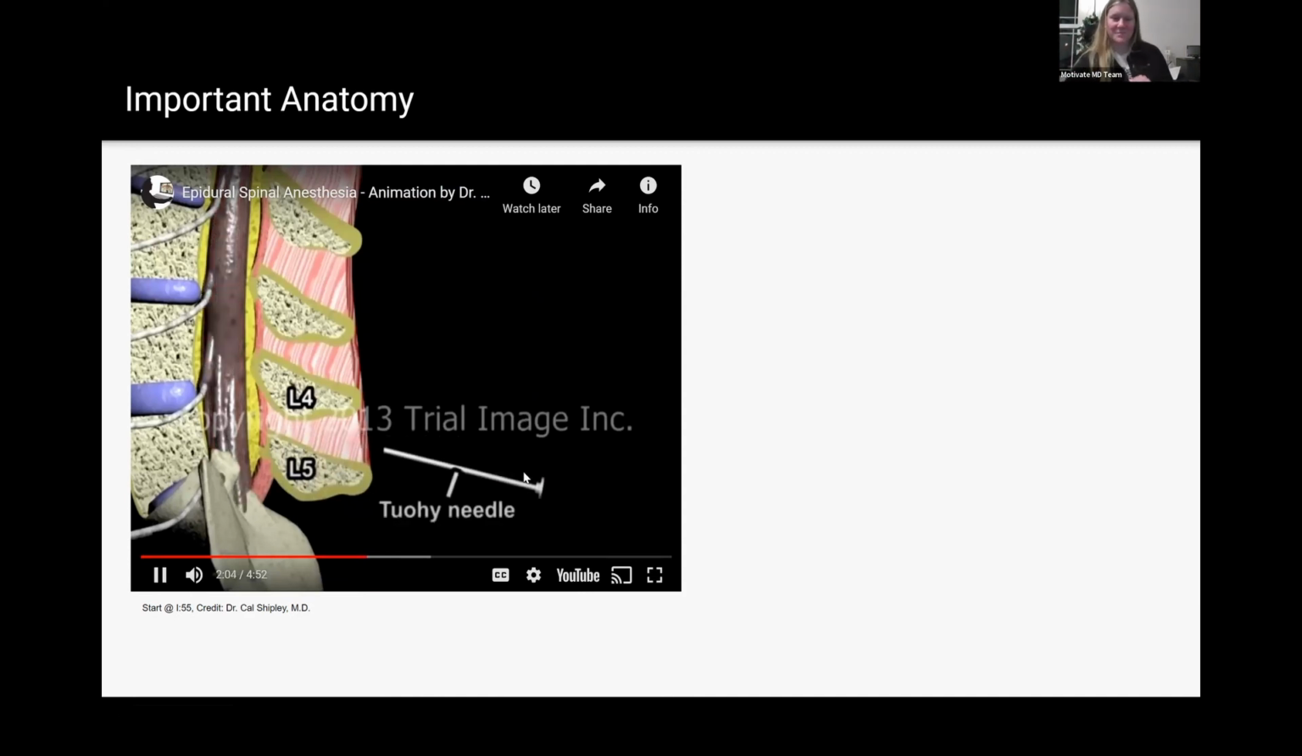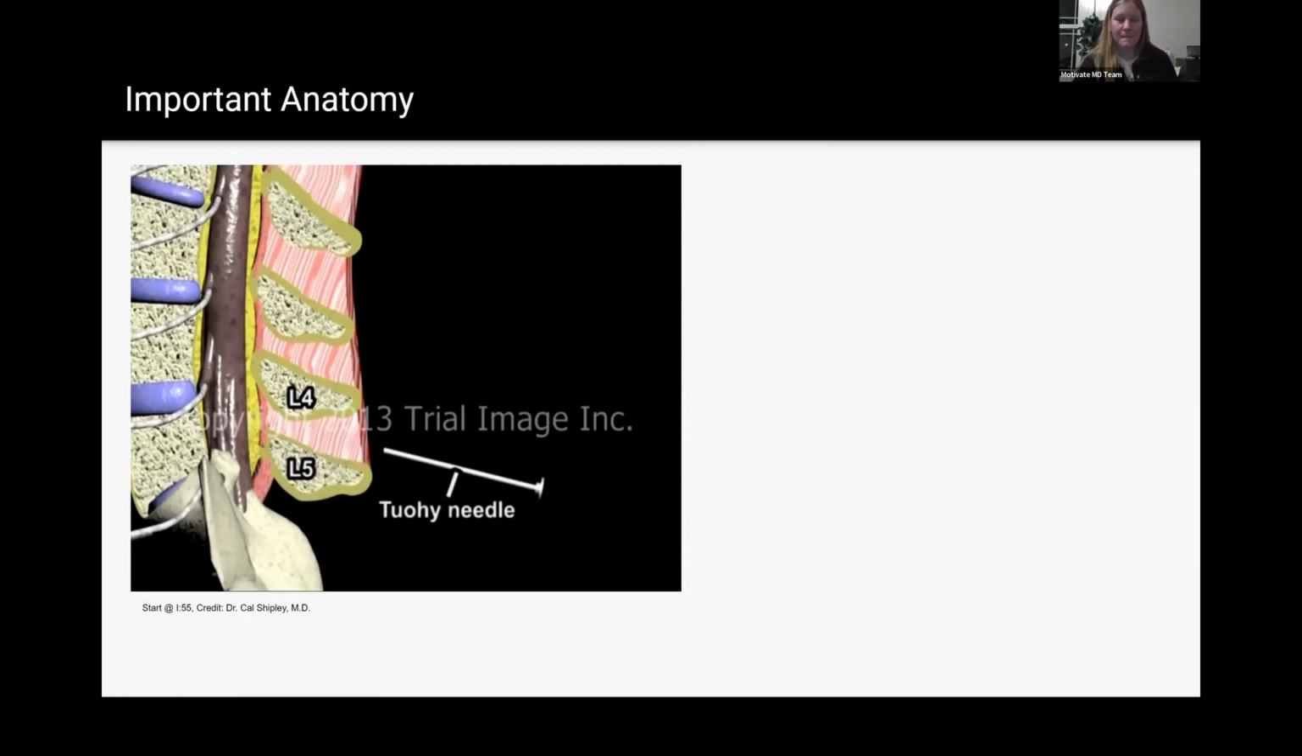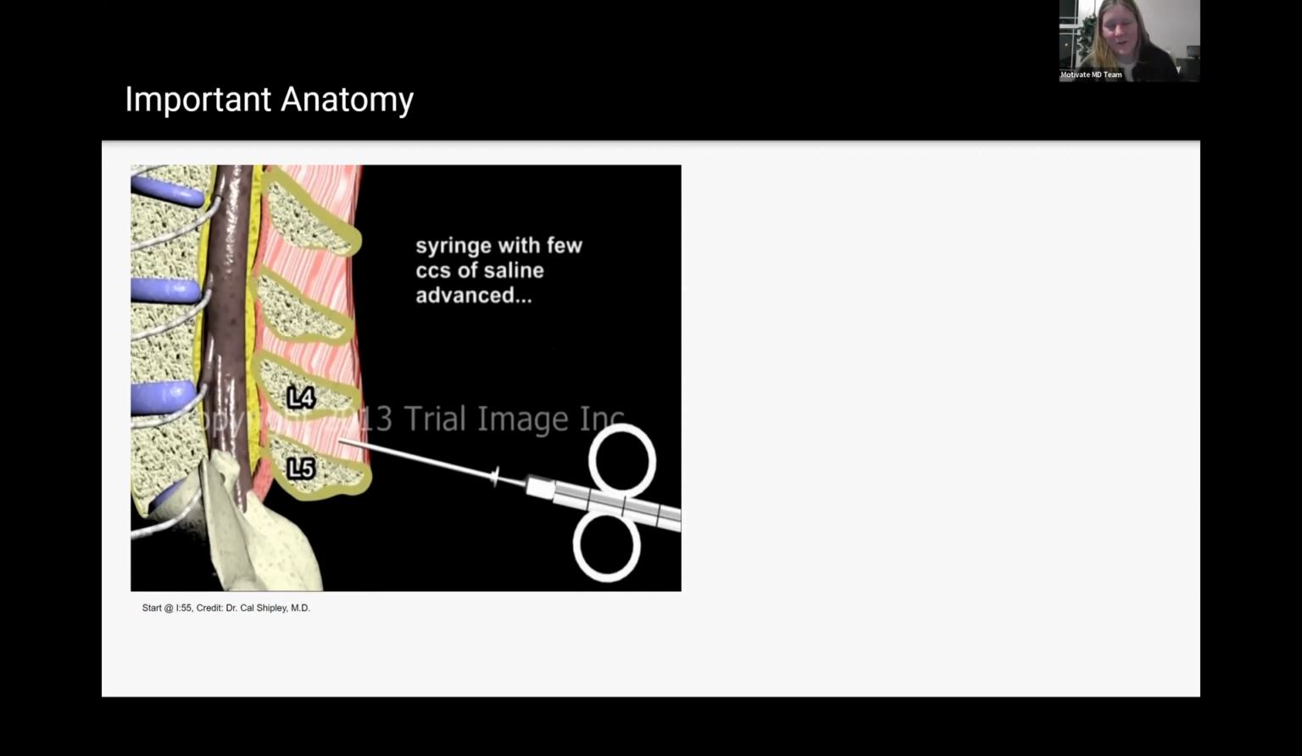In an obstetrical epidural anesthetic, a long needle known as a Tuohy needle is first advanced into the soft tissues between the spinous processes of the fourth and fifth lumbar vertebra. A syringe containing a few cc's of saline is attached to the Tuohy needle. And don't worry about the saline thing. That's a little bit beyond the scope of this conversation.